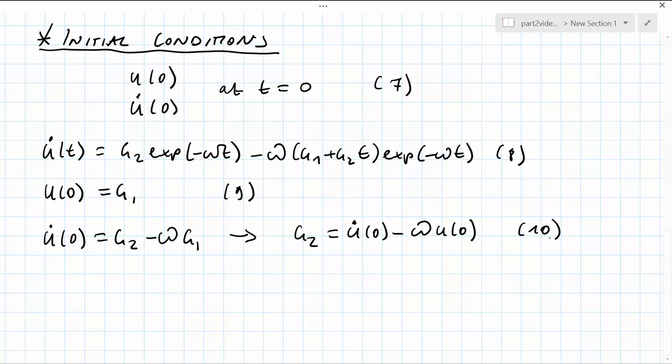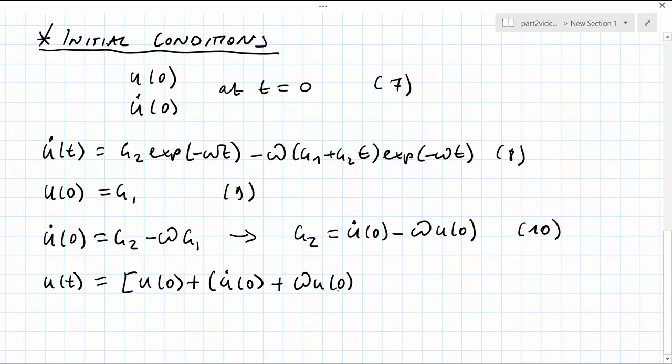Equations 9 and 10 in equation 6 then give u of t equal to u naught plus the initial velocity plus the natural frequency times the initial displacement, times t, all times the exponential function of minus omega t.